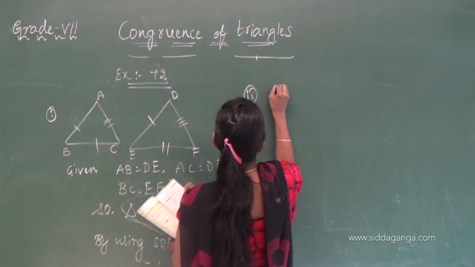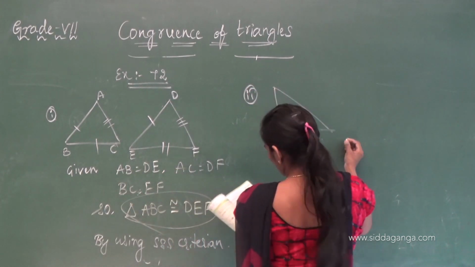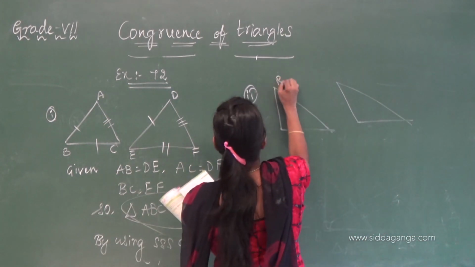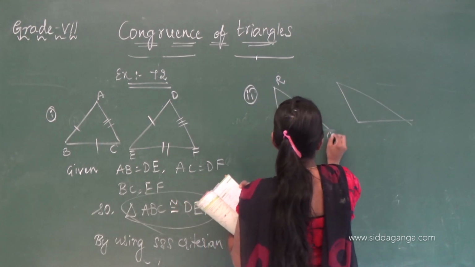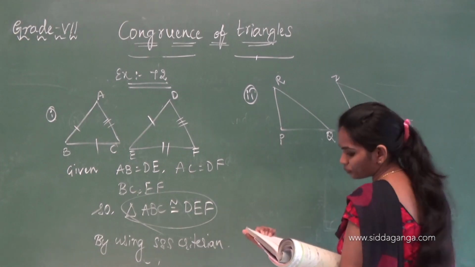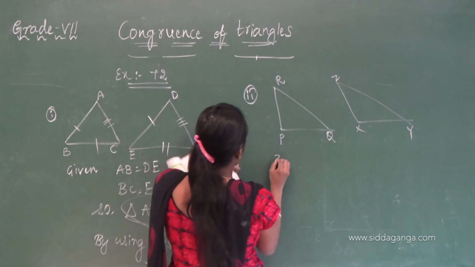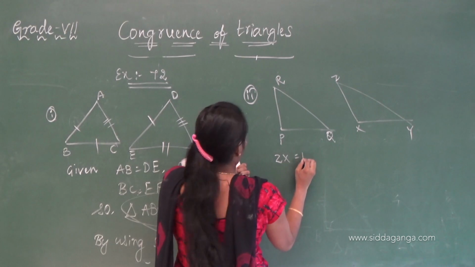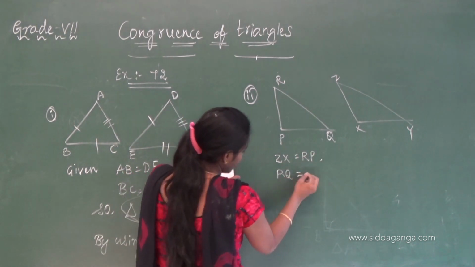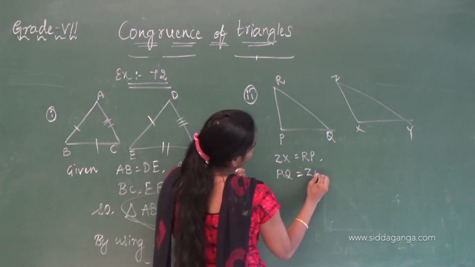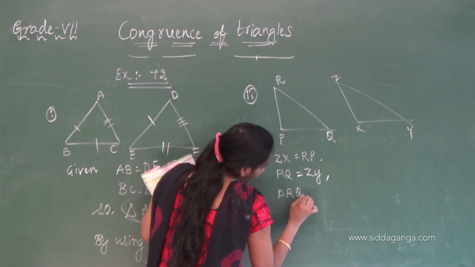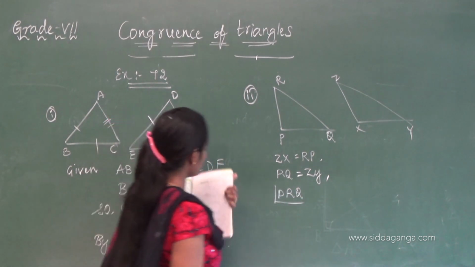Second, what they are giving: two triangles PQR and XYZ. Given, they are giving ZX equals RP, RQ equals ZY, angle PRQ equals angle XZY.